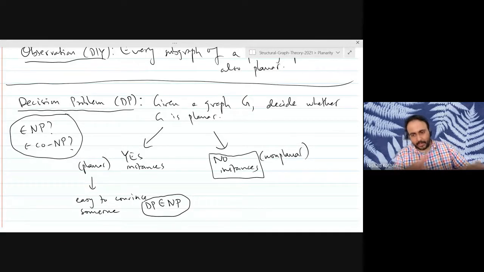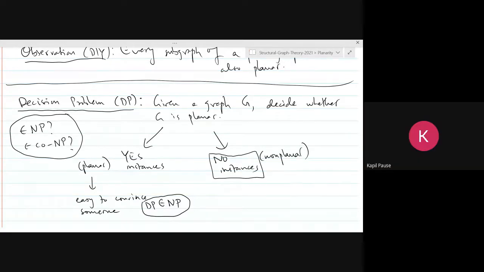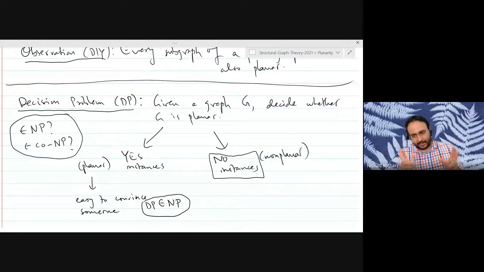So basically what does Kuratowski's theorem say? It says that if a graph is non-planar, then you can find a special structure, a subgraph in it, and that will be a certificate of non-planarity. So all we need is a certificate. Exactly. All we need is a certificate. We don't need to find the certificate. That has to do with the complexity class P, polynomial time.